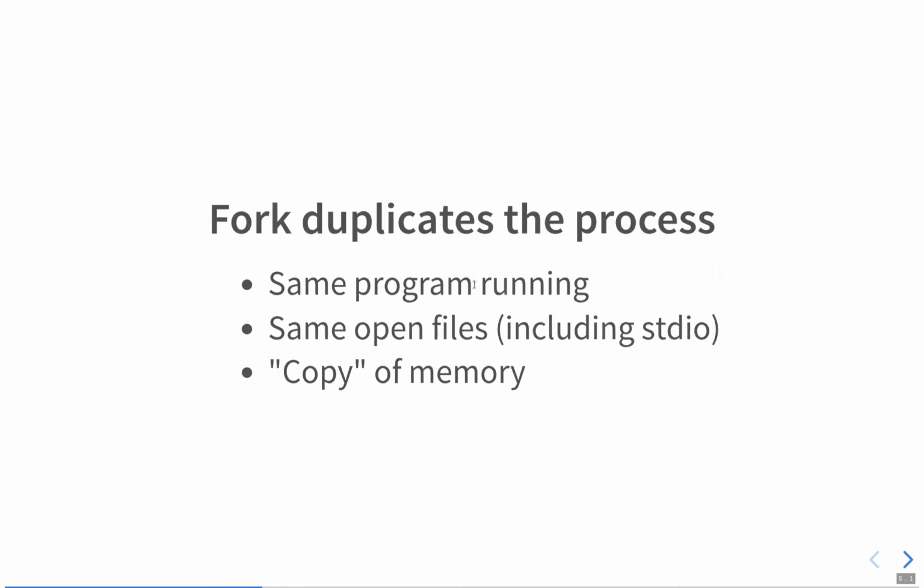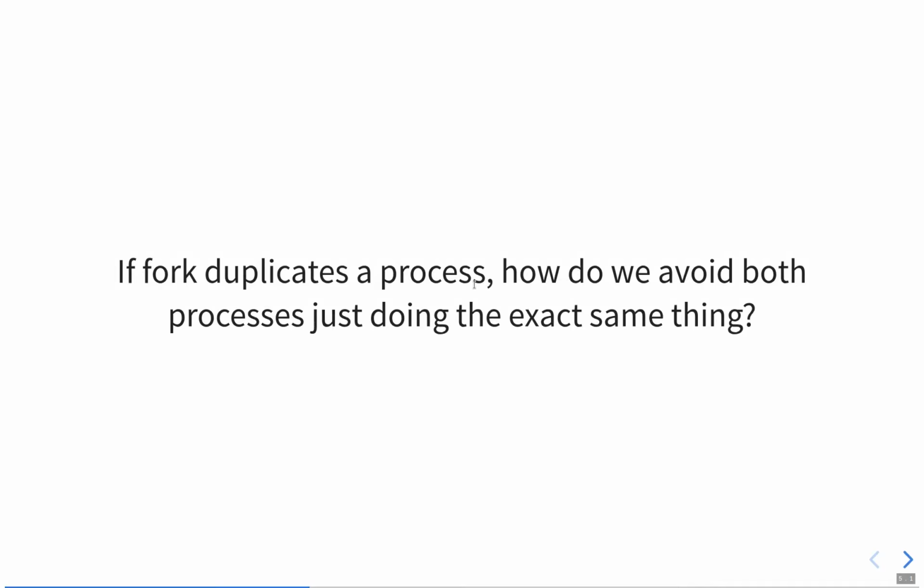Let's go back to the slides. If fork only duplicates a process, then the way that we enable the child to do something different is by using the syscall exec, as we saw in that figure previously.